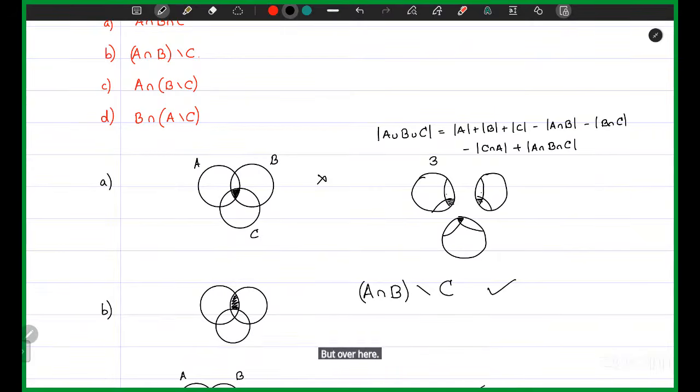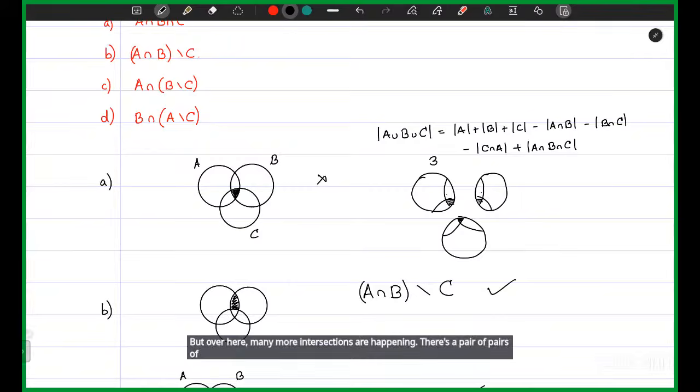Many more intersections are happening. There are pairs of intersections and there are triples of intersections, so you have to keep track of all that. And this is still an intuitive proof.